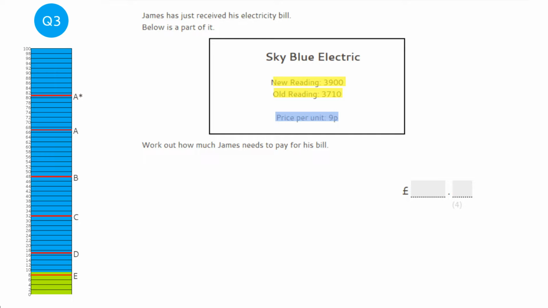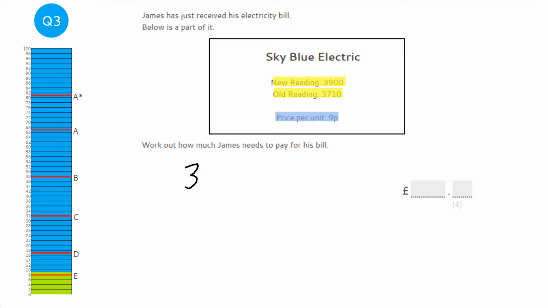So you only get charged with electric bills for the amount that you've actually used. So he started the month off on 3,710 and then the little ticker adds one on every unit he uses until at the end of the month or quarter or whatever this is done over, it then goes up to 3,900. So we first of all need to work out, well, how many units did he use?